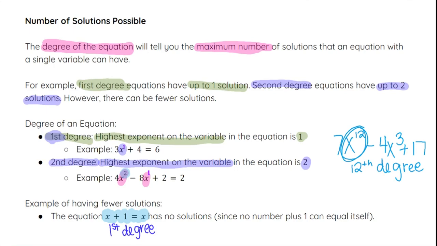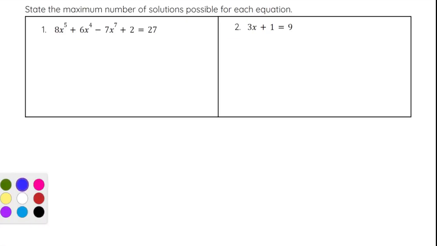It could be 0. In this case, once you learn how to solve or review how to solve equations, you would see that you'd end up with getting no solutions for this. So no number plus 1 can equal itself. You can think about it that way as well. But this one has no solution. So the possible number of solutions, just looking at the degree, would be the one solution. But the actual answer may be less than that. So keep that in mind.